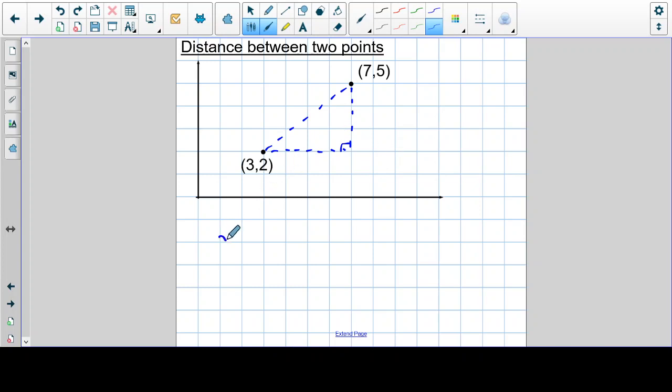So we'll be the square root of the height of this triangle, so 5 take 2 squared, plus the width of this triangle, 7 take 3 squared, so square root of 25. So 5. I'm not putting plus and minus because it's a length. We don't use negative length. It doesn't make sense to have a negative length. So the length of that line is 5.